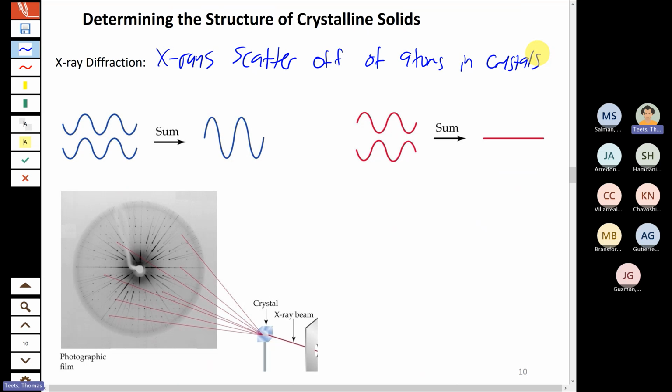So then when these X-rays scatter, you're going to get some regions where the scattered X-ray beams are in phase with each other, and you're going to get constructive interference between those scattered beams. And then you're going to get some regions where the X-rays that are scattered off are going to be out of phase with each other. You'll get destructive interference, and those waves will essentially cancel out, and you'll lose intensity there.